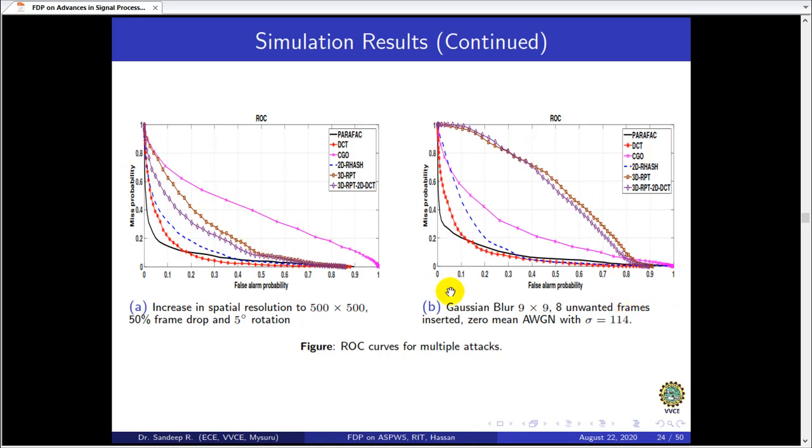And in this other multiple attack, Gaussian blur, unwanted frame insertion, and noise have been added. You see that because of the unwanted frame insertions and the additive white Gaussian noise, the variance increases, and hence the area under the ROC curve for the proposed technique is more, and hence it is performing poorly.